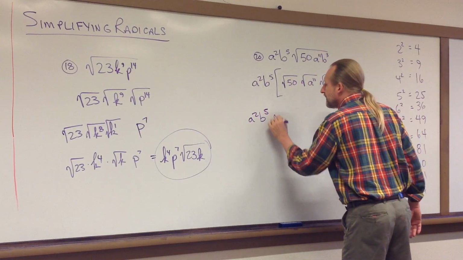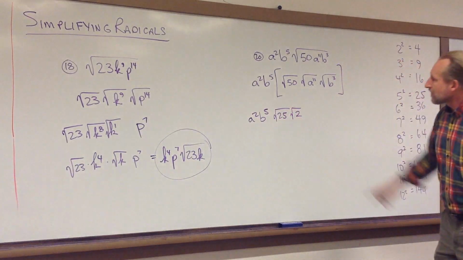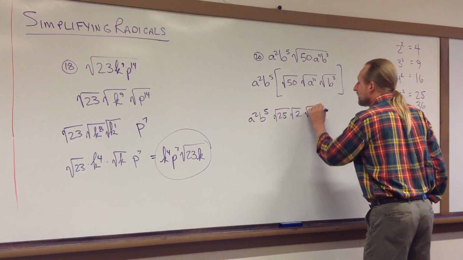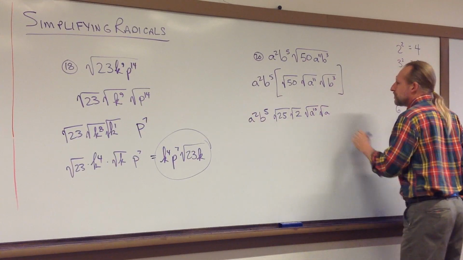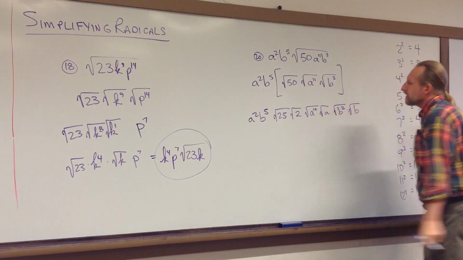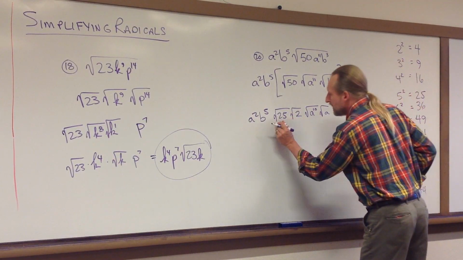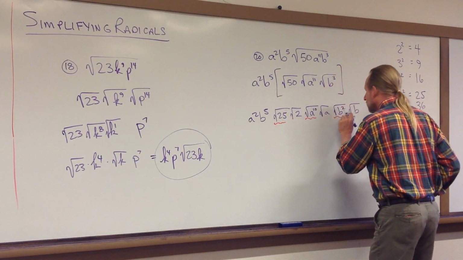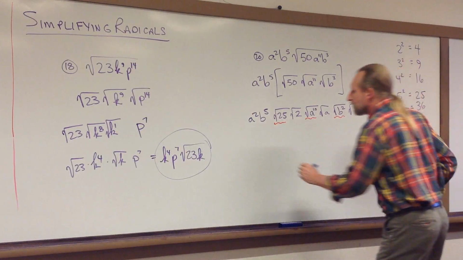Right? This 50 is square root 25 times square root 2. The a to the 11th is going to be a to the 10th times a to the 1st. And that b to the 3rd is going to be b squared times b. So, again, here's the perfect squares. That's why we wanted to split these up. And so now we can square root these things.